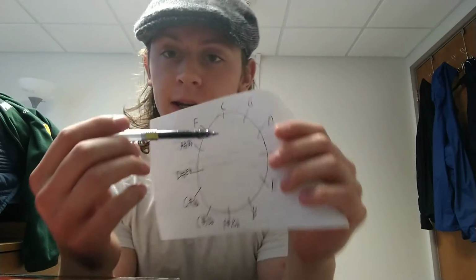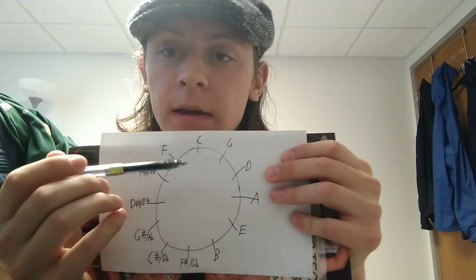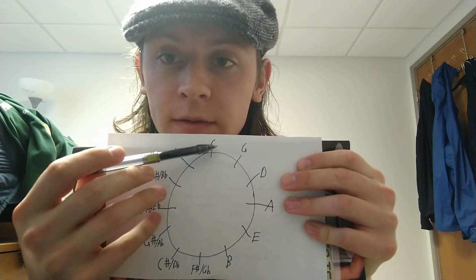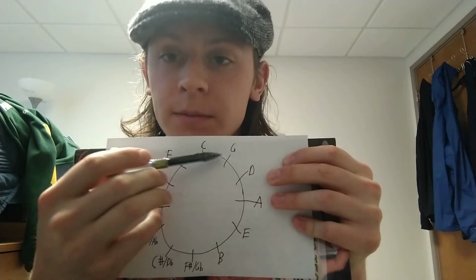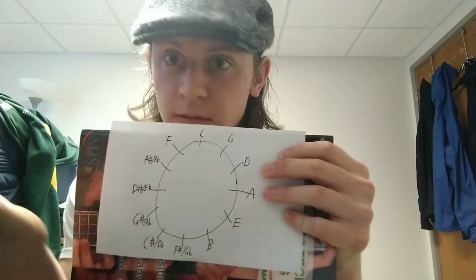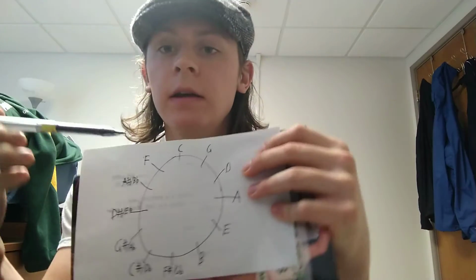So if you have a music staff with one sharp sign, that means it's in G. If it has no sharps or flats, that means it's in C. But if it has one sharp, that means you're going to play one fifth up from C, which is G. If you've played something with one sharp, then that song will be in G.